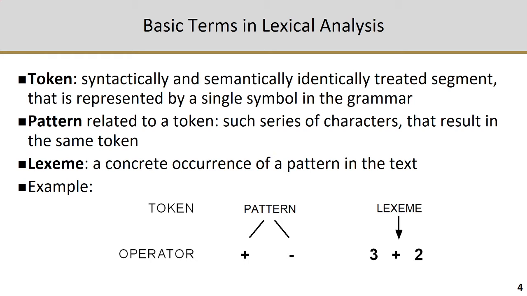So for example, plus and minus operators can be placed in the same locations in the source text according to the grammar rules, and the same token can be assigned to them. However, at a certain point we are certainly interested in whether it was a plus or minus sign, and we have to refer to the lexeme, which clarifies the question whether it was a plus sign or a minus sign.